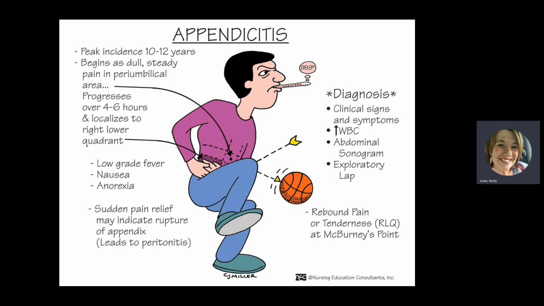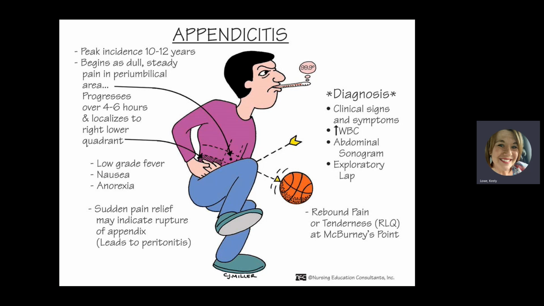Diagnosis: clinical signs, what kind of symptoms are you having? We're going to do a CBC. We're going to look at your white blood cell count. Again, inflammation and infection can indicate an increased white blood cell count. They're going to do an abdominal sonogram, or they're going to do a CT scan. They may do an exploratory. So maybe it looks a little suspicious, but they don't know if that's what it is.